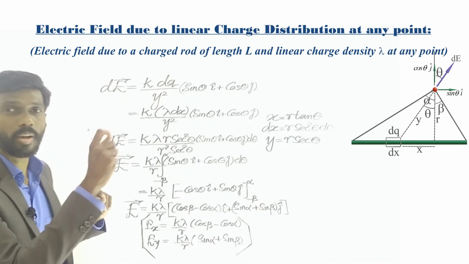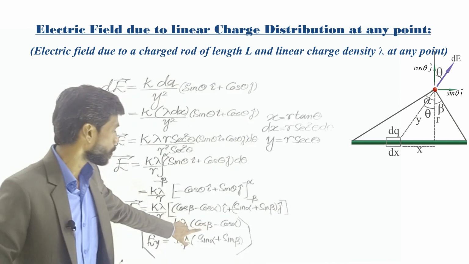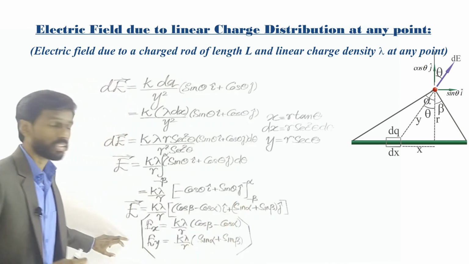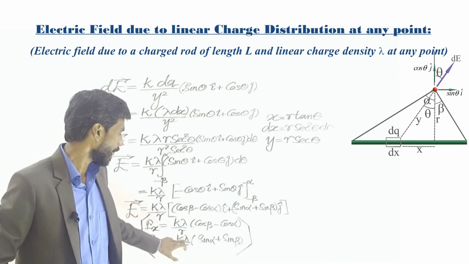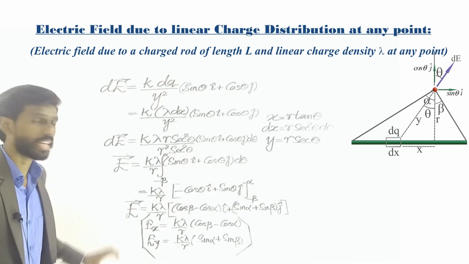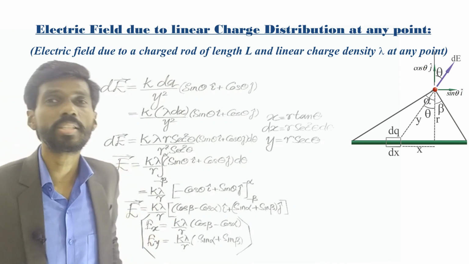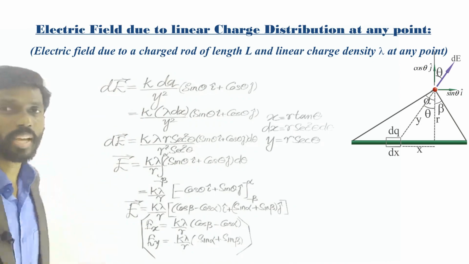So the horizontal component is Ex, which has the value k lambda by r times cos beta minus cos alpha. Similarly, the vertical component of the electric field has the value k lambda by r times sin alpha plus sin beta. You understand? So this is the formula for the electric field due to a linear charge distribution at a point not on the axis, at some random point. Is that okay? Yes.